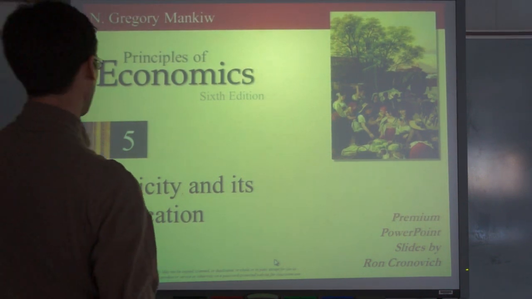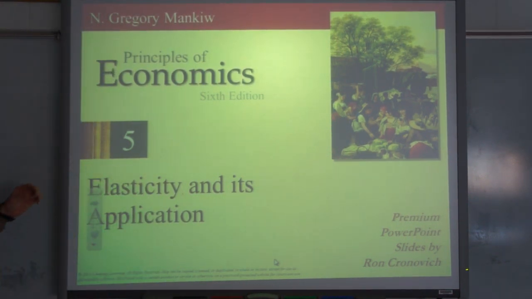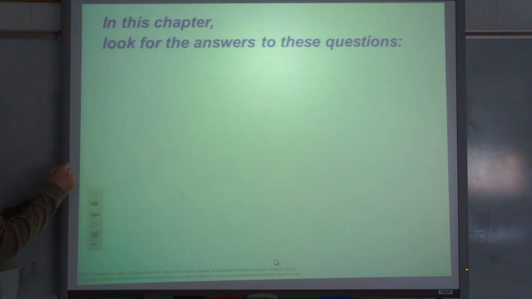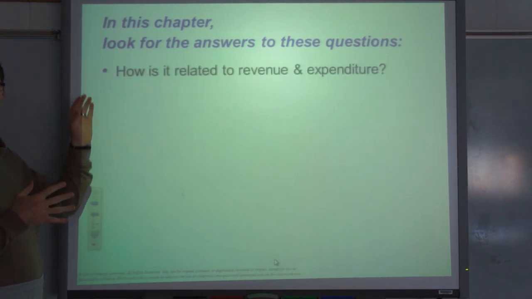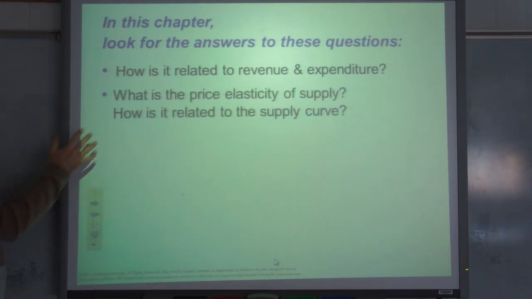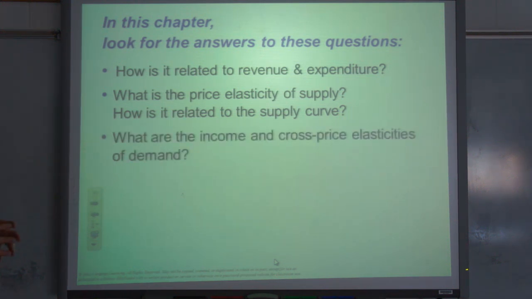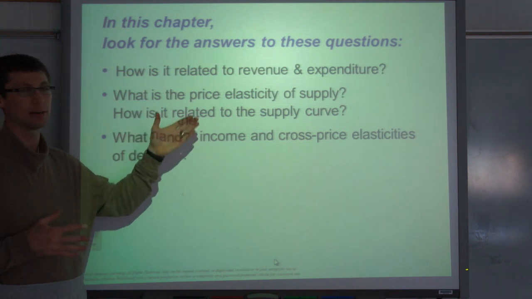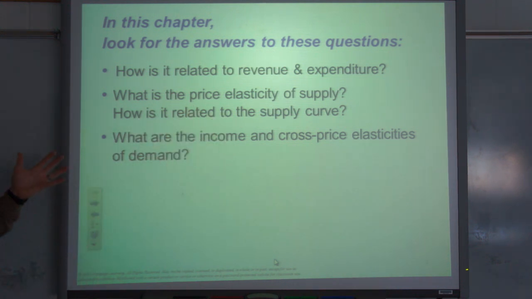Okay, ladies and gentlemen, the second installment of Chapter 5, finishing up our discussion of elasticity. These are the questions we're going to look to address in this PowerPoint. First, how is the price elasticity of demand related to two concepts, revenue and expenditure? Then, what is price elasticity of supply? How is it related to the shape of the supply curve? And finally, what are these elasticities we call income and cross-price elasticity of demand? What do they mean and how do we calculate them?